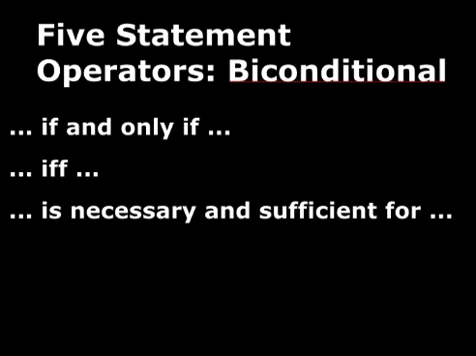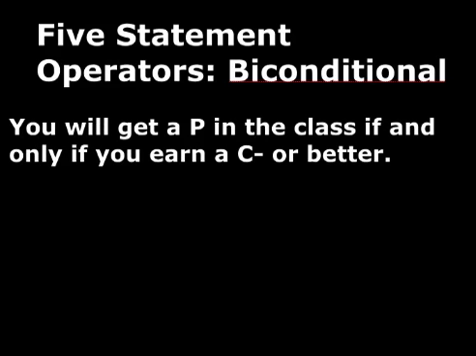Okay, next operator, biconditional. This doesn't show up in English a whole lot. When it does, it's this way: something if and only if, or if with two F's. Could be something is necessary and sufficient for something else. That's another way of saying it. Here's an example. You will get a P in the class if and only if you earn a C- or better. That's actually official UCSD grading policy. You'll get it if you're taking a PNP, pass not pass. A pass means C- or better.